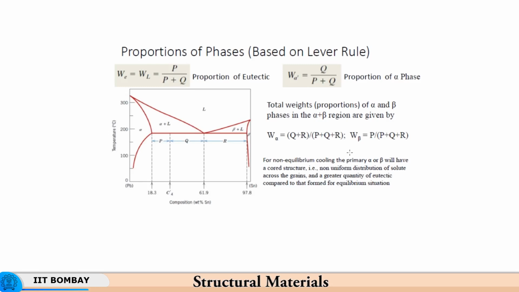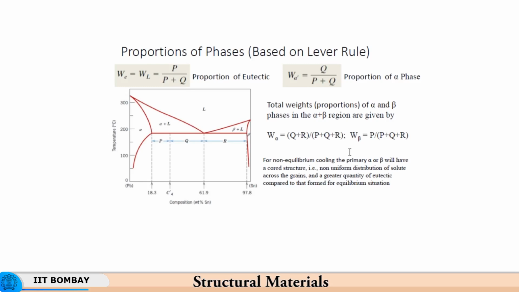So, alpha and eutectic coexist over here, and the proportion of eutectic is given by P divided by P plus Q. So, now the total alpha will be given by this pro-eutectic alpha plus Q divided by P plus Q, because this liquid has been transformed to the proportion of alpha dash as Q upon P plus Q. So, this way you are able to find out the weight proportions in all.